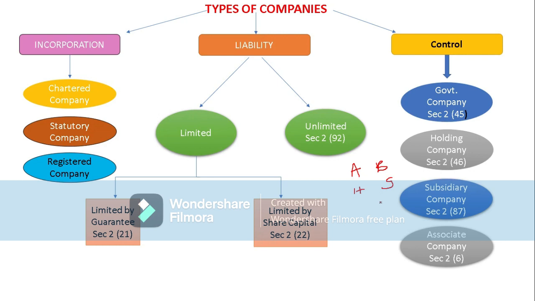Meaning, if company A holds more than 50% of the equity share capital, in such a case B is treated as a subsidiary of A. Or if A company is having 50% of the voting power on B company, then also B is treated as a subsidiary of A. So whether it is electing or controlling the board of directors, more than 50% of share capital, or voting power, in all those cases B company will be a subsidiary of A company.